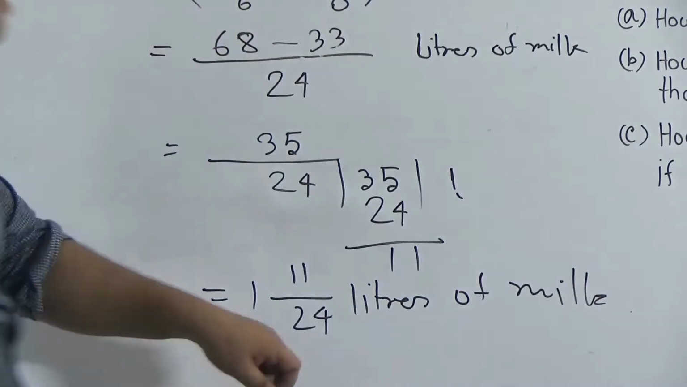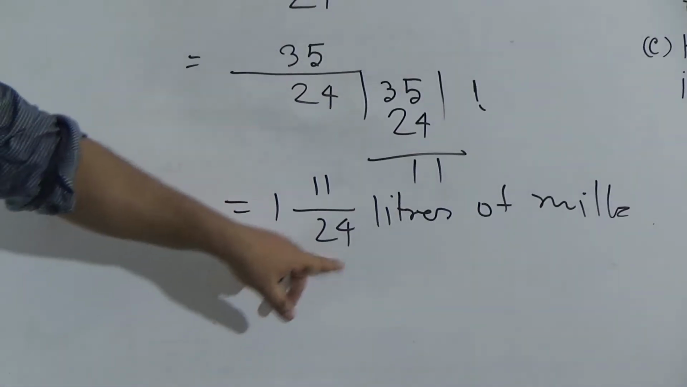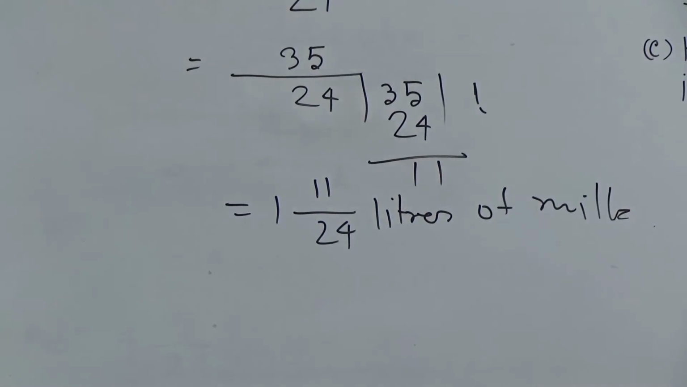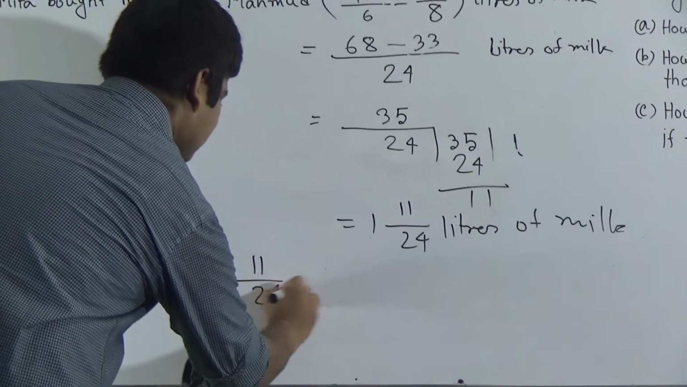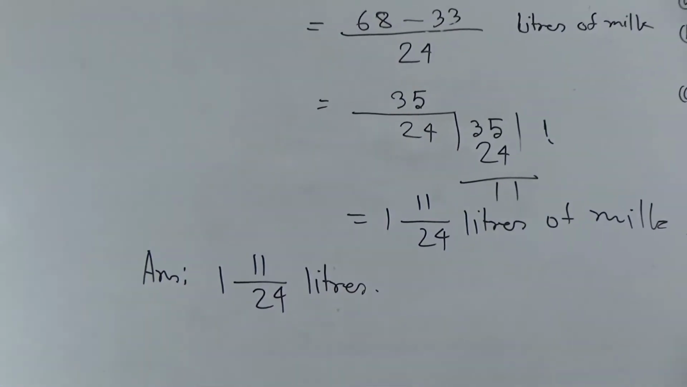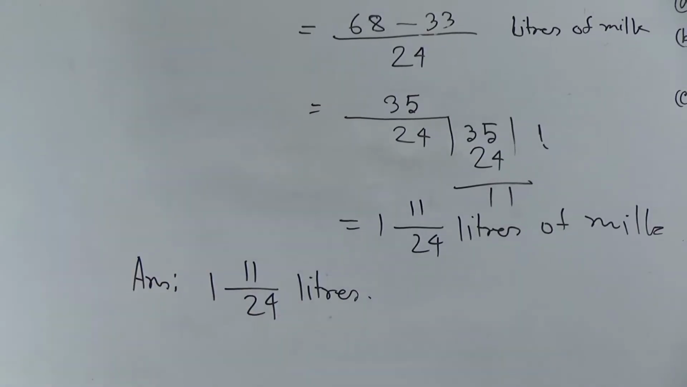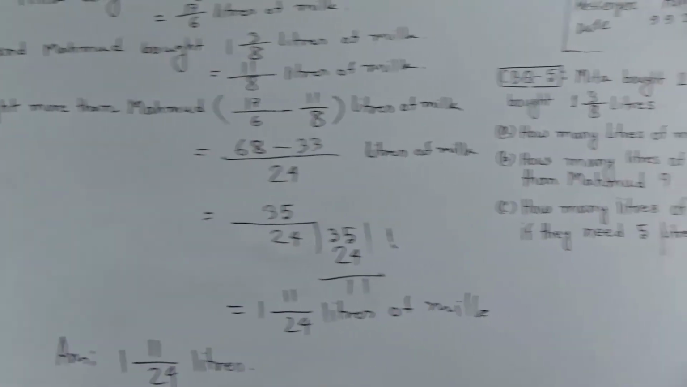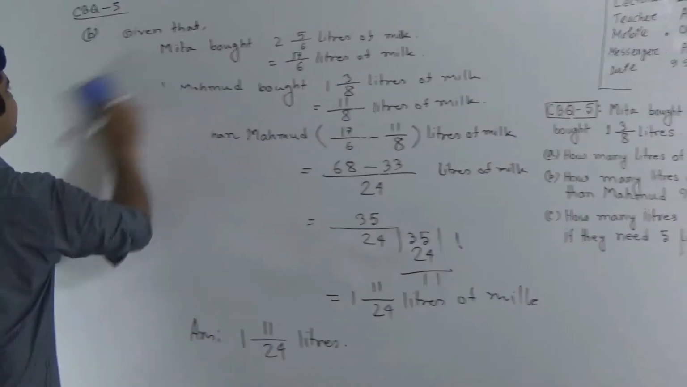My dear students, this is the required answer. That means Mita bought 1 into 11 by 24 liters of milk more than Mahmud. I hope you have understood and it is the required answer. You must write the answer after completing your solution. Okay? Answer: 1 into 11 by 24 liters of milk. So my dear students, I erase question number B to solve question number C.